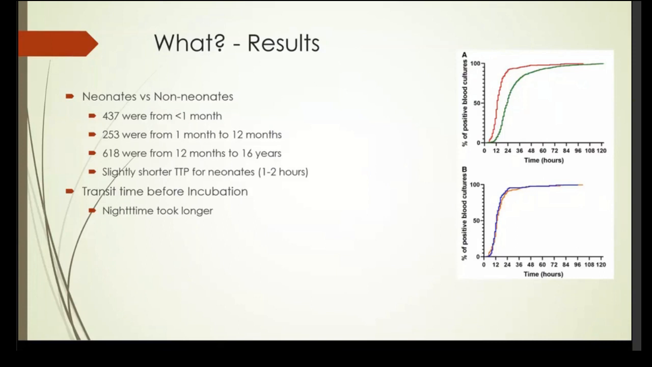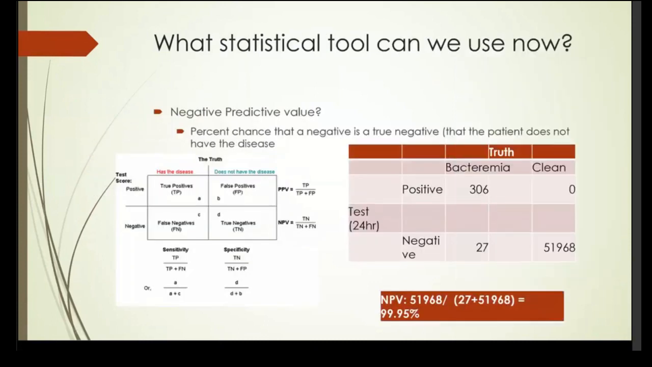And then one of the other things that they noted during this study is that when blood cultures were collected at night, the time to be loaded in the machine actually took a lot longer. So there was a significant delay overnight. And so something to think about when obtaining blood cultures is where do they come from and how long did they sit in stasis until they get loaded into the incubator. And so that's all of our results.